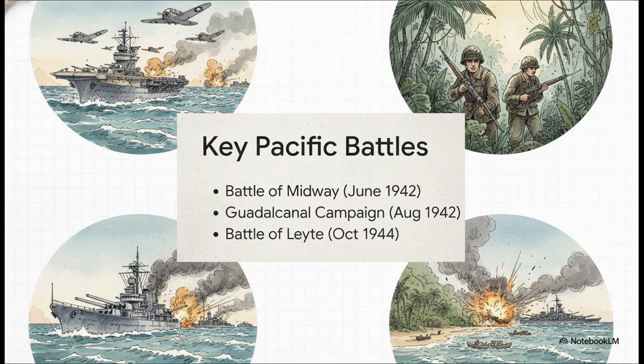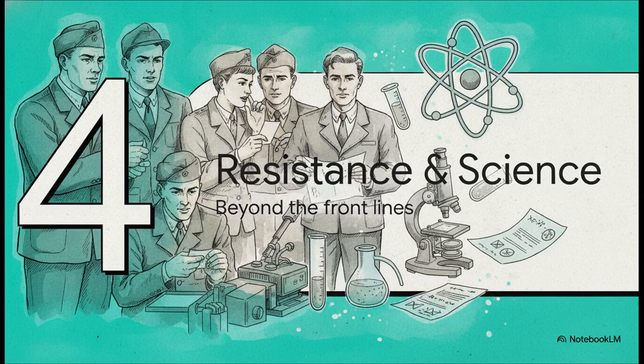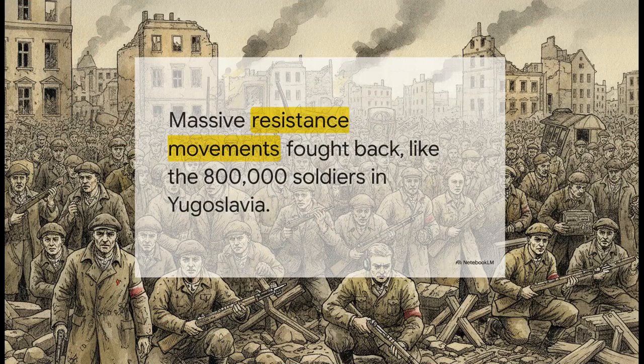And then by October 1944, the Battle of Leyte becomes the critical first step in freeing the Philippines from Japanese occupation. Section 4. Resistance and Science. Beyond the front lines. We have to look beyond just the official armies because the sheer human scale of the underground movements was staggering. By 1944, the Free France forces had 300,000 soldiers.